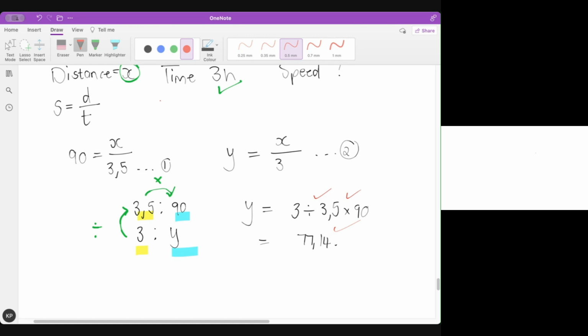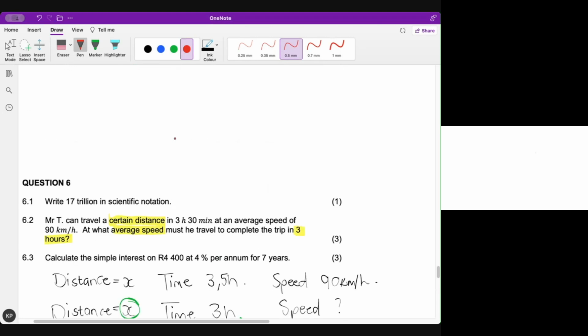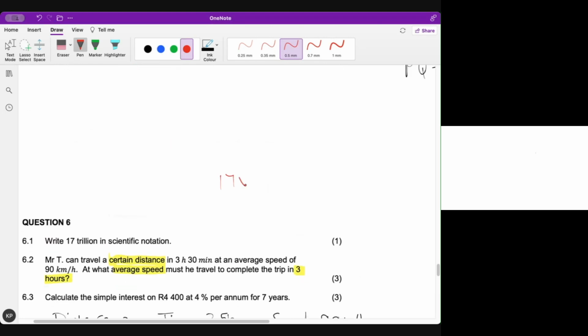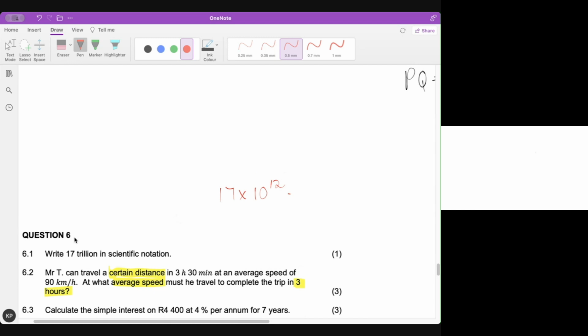By the way, how many zeros does a trillion have? Just to address the trillion question quickly. How many zeros are in a trillion? That's billion. 12. So really this question is 17 times 10 to the power of 12, and that's it. Are you happy, guys? Thumbs up, thumbs down.